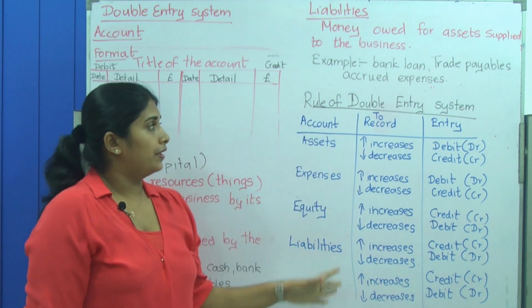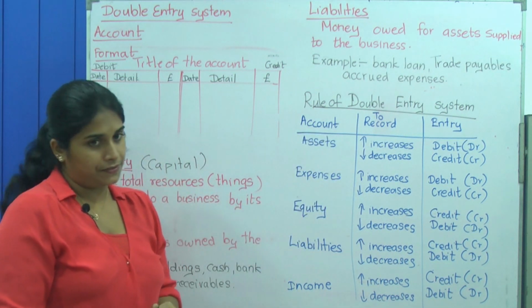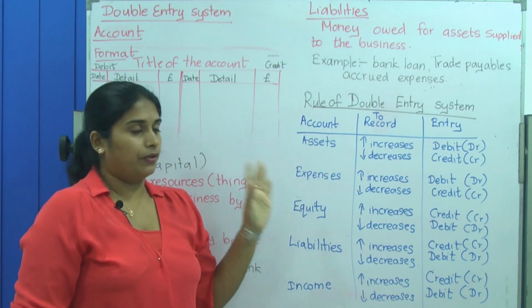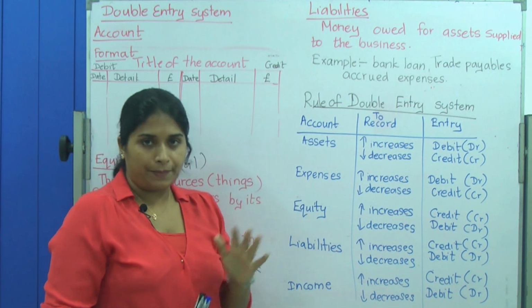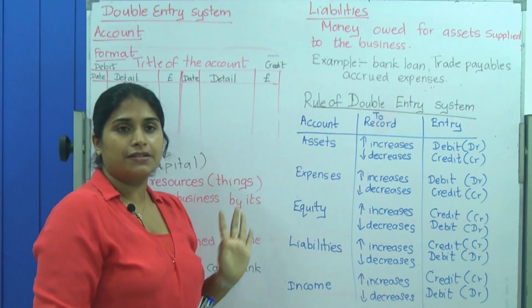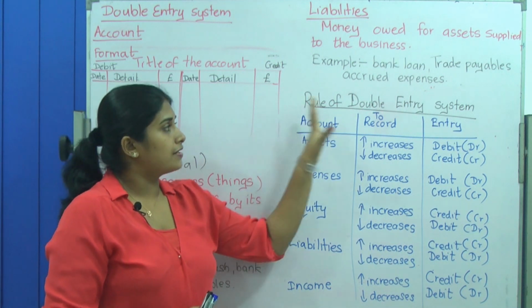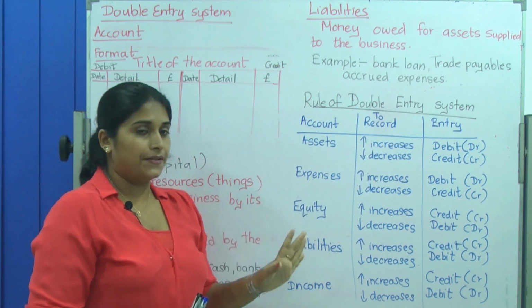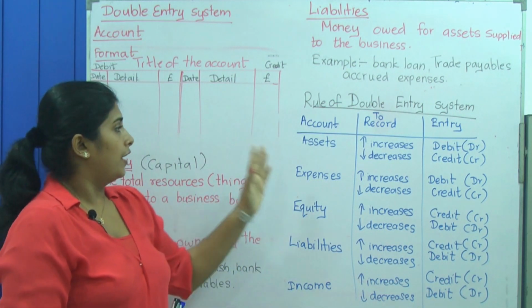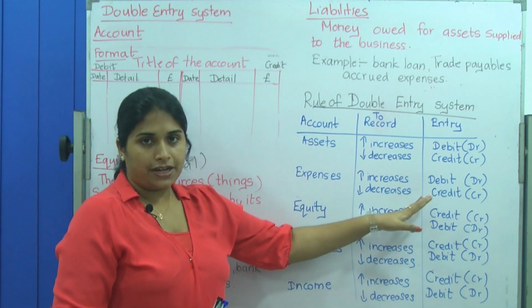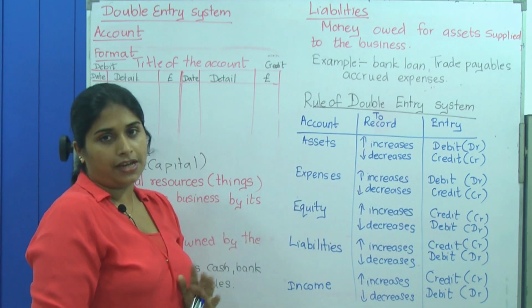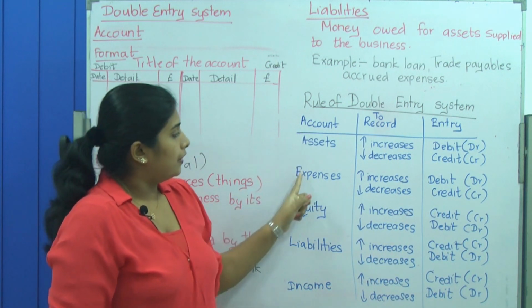Now we will start to learn the rule of the double entry system. The double entry system was invented by Father Luca Pacioli. In this system, one transaction should be recorded in two places. That means one entry on the debit side of one account and another entry on the credit side of another account. These are the account types.